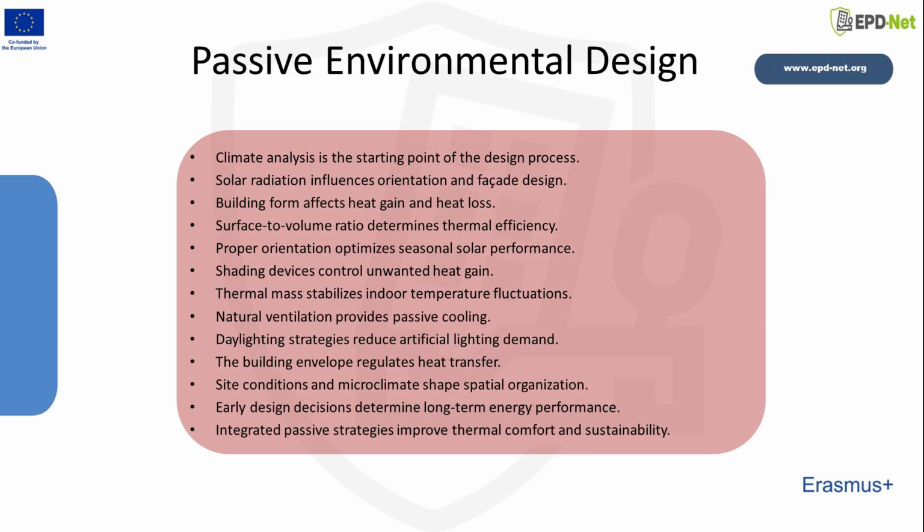The building form itself affects how much heat is gained or lost, while the surface-to-volume ratio determines how efficiently a building can regulate temperature. Proper orientation helps optimize seasonal solar performance, capturing sunlight in winter while minimizing heat gain in summer. Shading devices such as louvers or overhangs play a crucial role in controlling unwanted heat. Similarly, thermal mass helps to stabilize indoor temperatures by absorbing and releasing heat throughout the day.